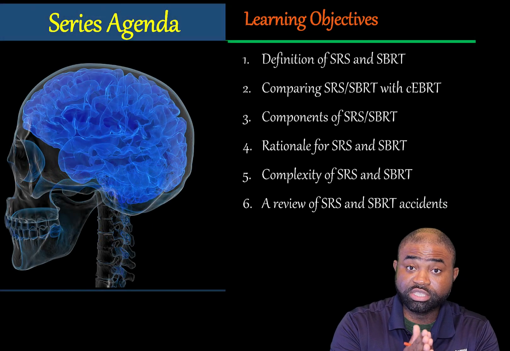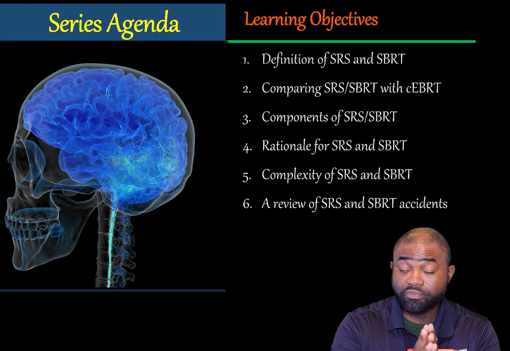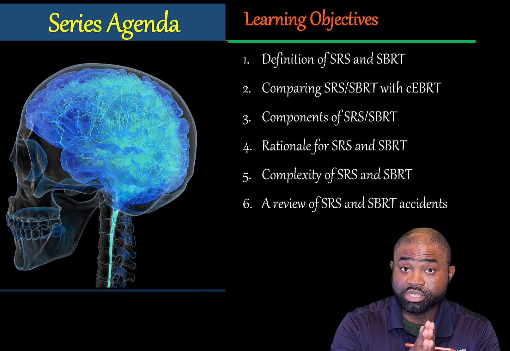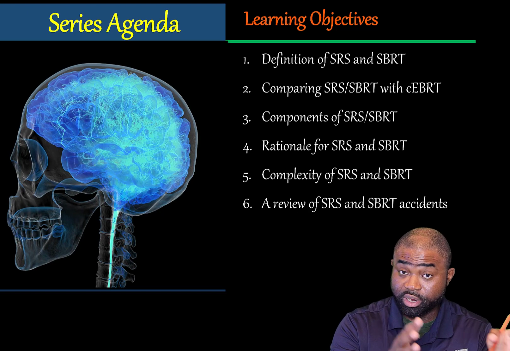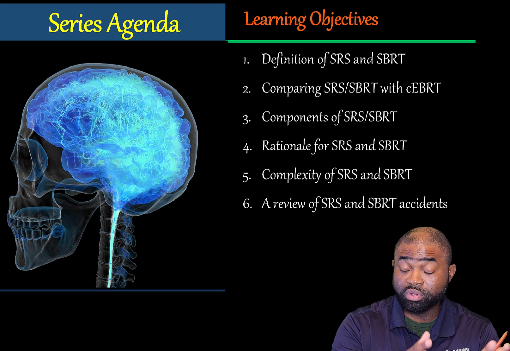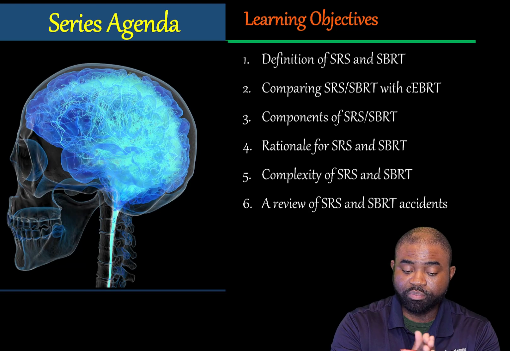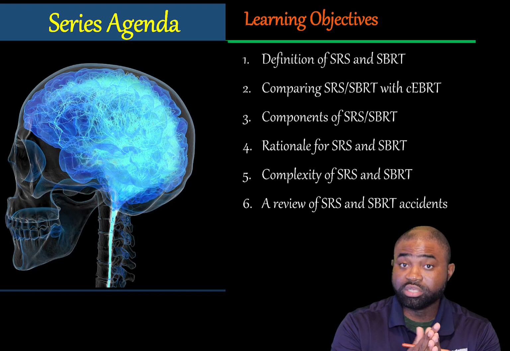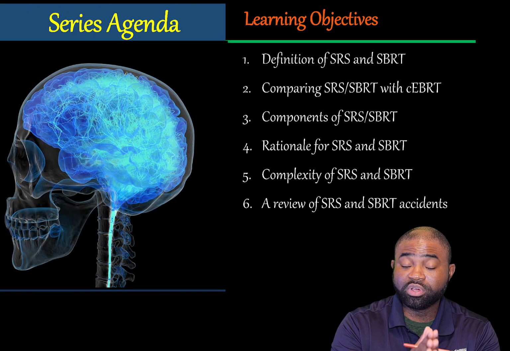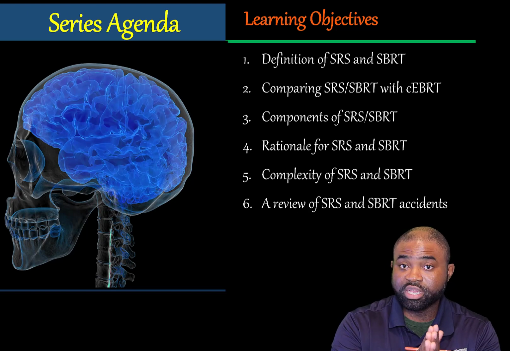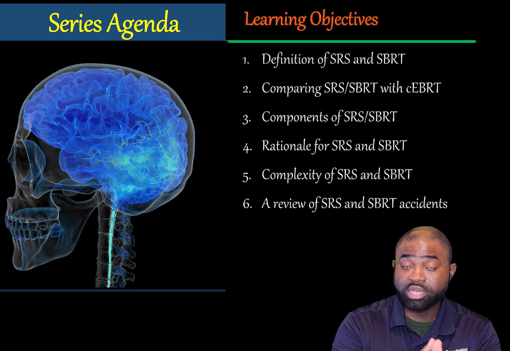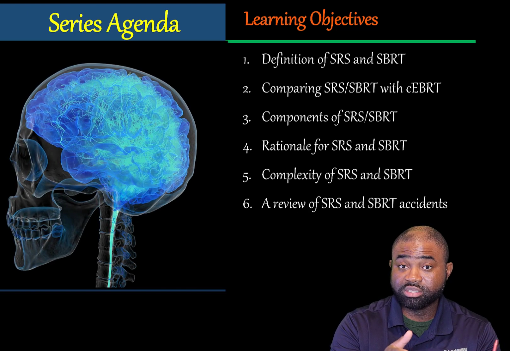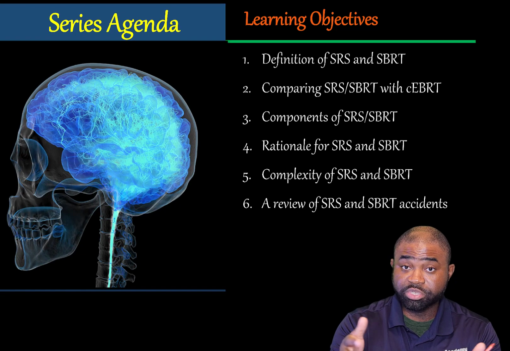The learning objectives are straightforward. We will first define what SRS and stereotactic body radiation therapy are. We will compare stereotactic radiosurgery with conventional radiation therapy, and end this conversation by looking at some of the complexities of stereotactic radiosurgery, as well as a review of some examples of accidents that have occurred in this context.